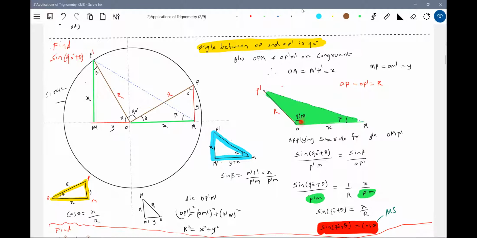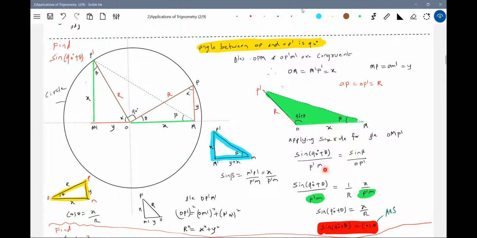Sine of 90 plus theta should be equal to this side length, how much? P dash M. Sine 90 plus theta by this side P dash M should be equal to sine beta by OP dash. And what is OP dash? OP dash is R. It should be equal to the radius of the circle, no? OP dash equals OP, that's what I indicated here. So I'm applying the sine rule: sine of 90 plus theta divided by P dash M is equal to sine beta by OP dash.